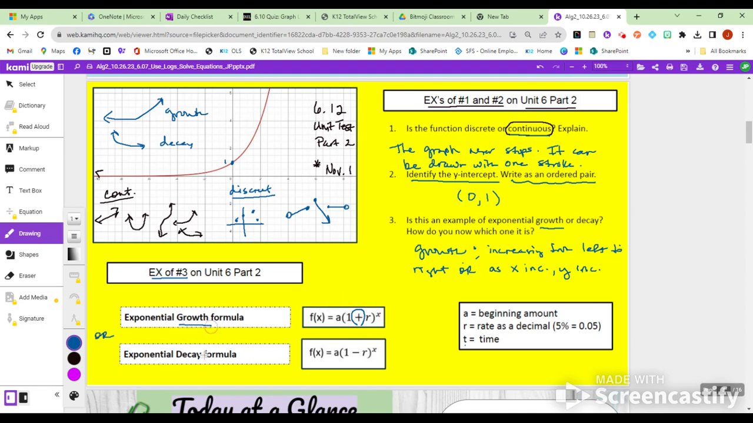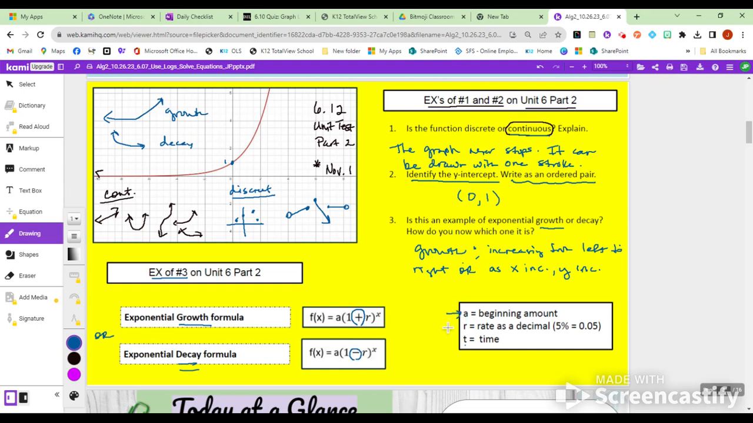Something like that. So you would pick the growth formula. An example of decay would be, let me think about something that goes down. Your bank account started with $1,200. You are spending at a rate of 25%. How much money will you have in your account after 6 months? Something like that. So something that shows that it's decaying, going down. So you would make sure that you use your minus.